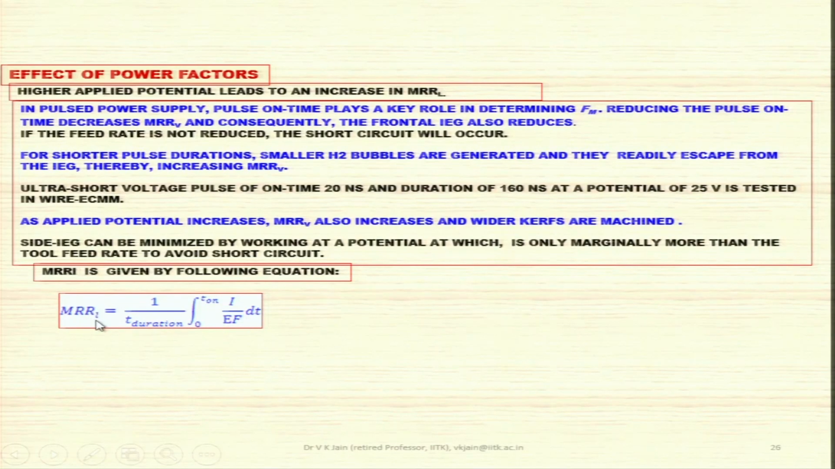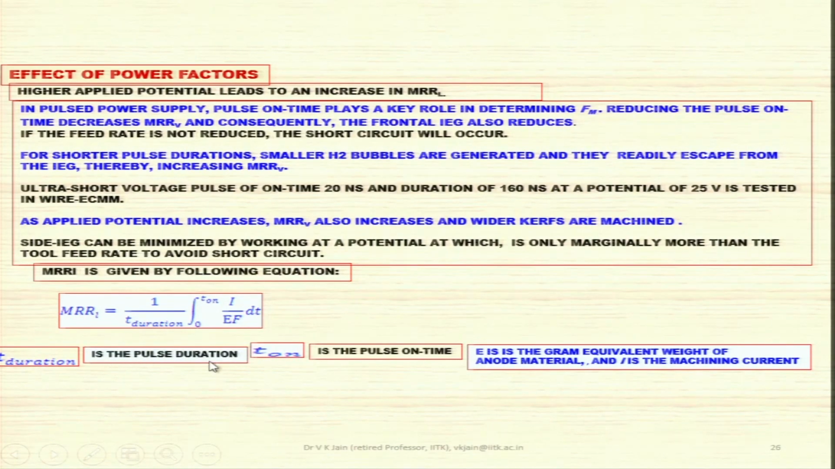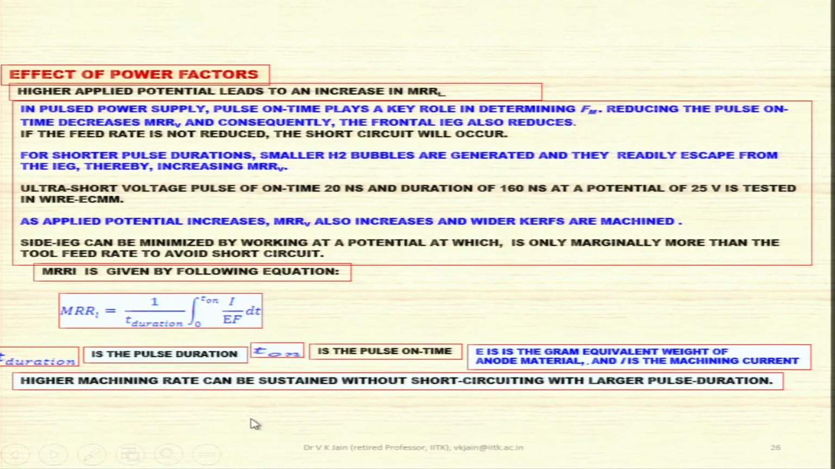So, linear material removal rate is given by the following equation: MRRL, that is linear material removal rate, equals 1 upon T duration, integral from 0 to T on, of I upon E into F dt. If you integrate this with proper limits, you will get linear material removal rate, where T duration is the pulse duration, T on is the pulse on time, E is the gram equivalent weight of the anode material, F is Faraday's constant, 96,500 coulombs, and I is the machining current. Higher machining rate, that is MRRL, can be sustained without short circuiting with larger pulse duration. So, you have to be careful and take all precautions to avoid short circuiting.